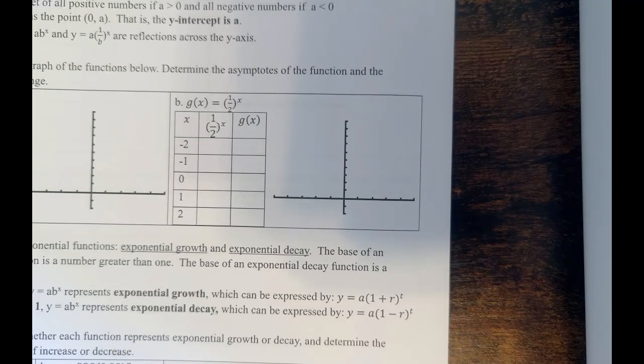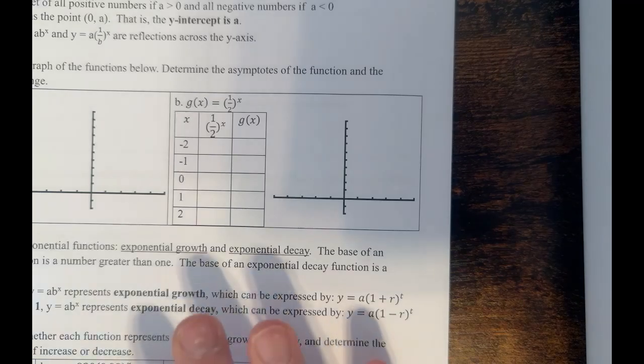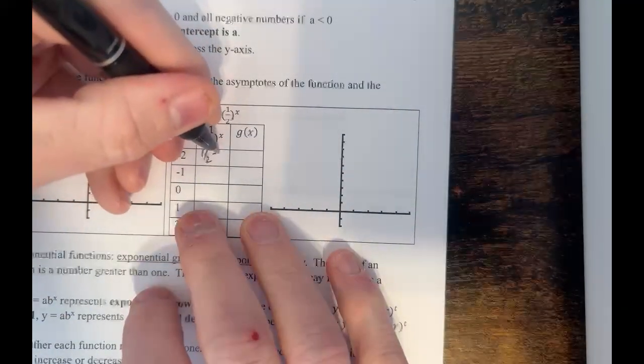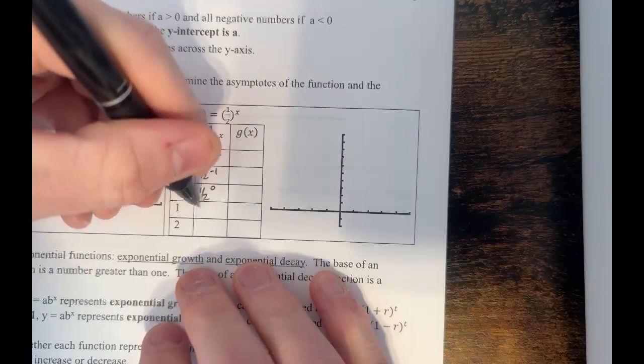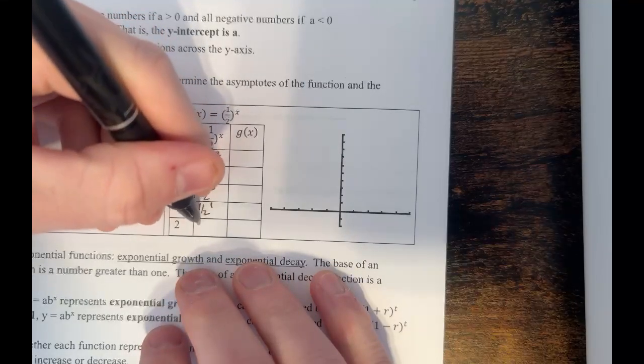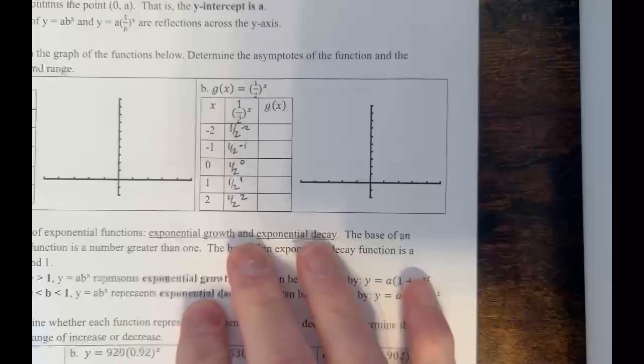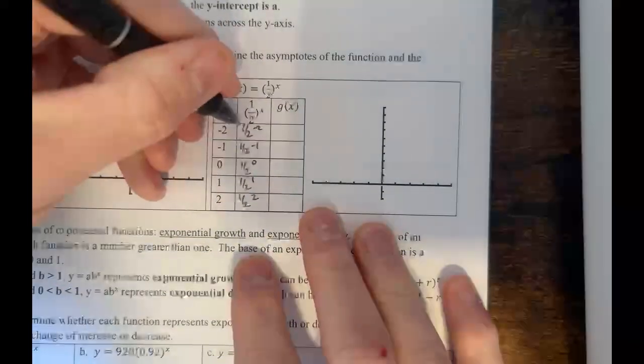All right, let's look at exponential functions. So g of x equals (1/2)^x. I'm going to do (1/2)^-2, (1/2)^-1, (1/2)^0, (1/2)^1, and (1/2)^2. You've got a couple ways you could do this. Okay, let me put parentheses around this.